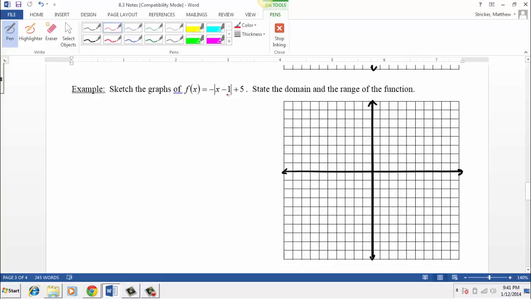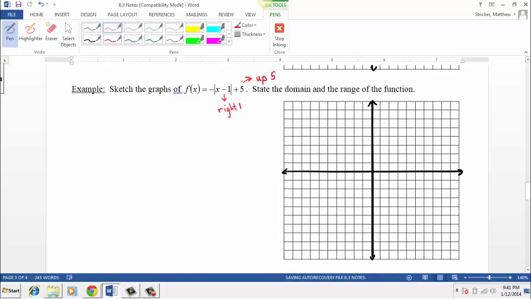Just like the last one, remember, whatever is going on with the x, we think the opposite. So since this is x minus 1, we're going to be doing a shift right by 1. And then the part that's outside the absolute value, that's the up or down shift. So this is a shift up by 5.